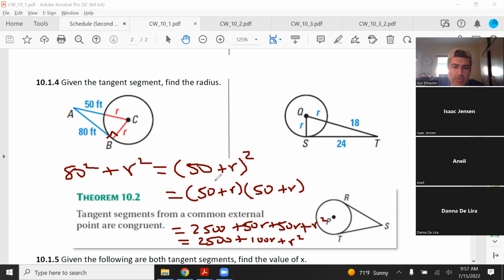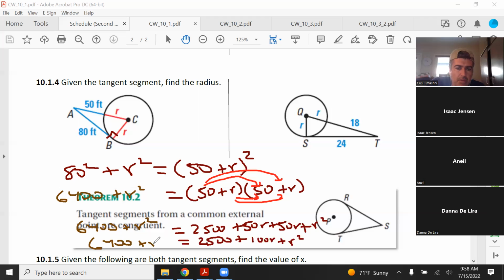So FOIL meaning you do first, outside, inside, last. I'm sure you guys saw this in Algebra 1. So you have that, and then the other side is going to be 6400. The r squareds do cancel. You wind up getting 3900 equals 100r, because you have to move the 2500 to the other side, and r should be 39.